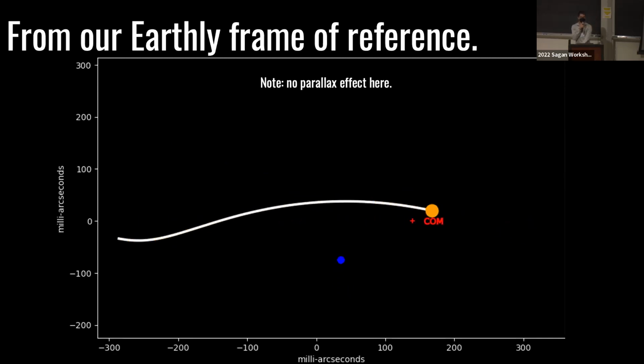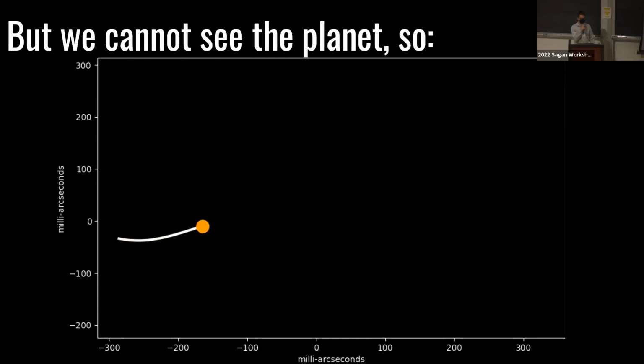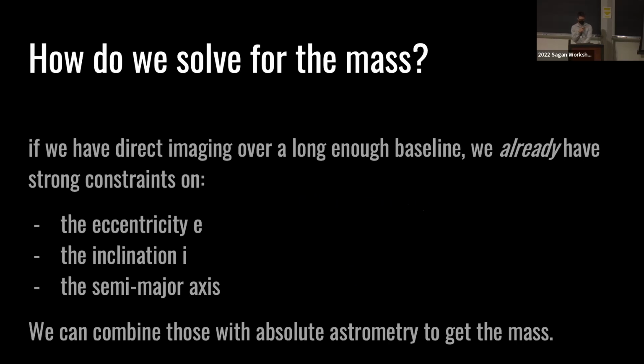And the magnitude of that curved path is going to depend on the mass of the planet. And that's what this method will rely on. And again, we can't see the planet, so all you see is this curved path. So how do we solve for the mass? And I'll preface this by saying this is basically exactly what we did with HR 8799.